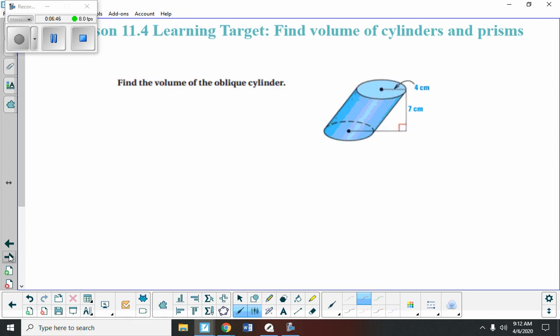All right, next one. Find the volume of an oblique cylinder. Now, the volume of an oblique shape is the same. Cylinder, the formula is the same. It's area of the base times the perpendicular height. So area of the base is a circle, so pi r squared. And the perpendicular height from the base to the top is 7. So it would be pi times 4 squared times 7.